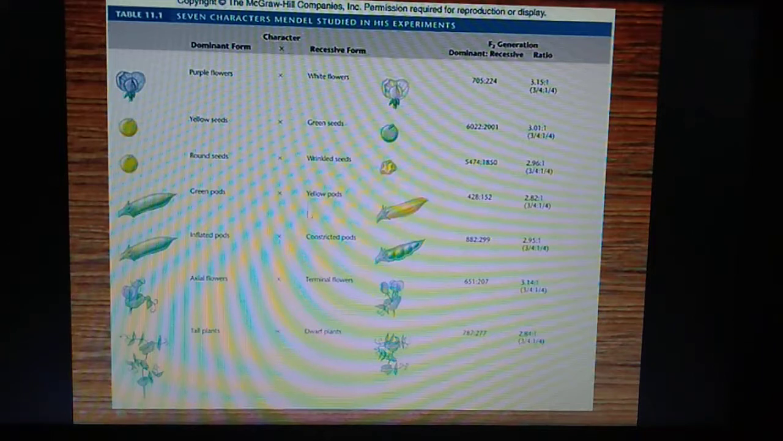He took the tall plant with the dwarf plant for his monohybrid cross, and for the dihybrid cross he selected round seed and wrinkled seed, as well as the seed colors yellow and green. 7 contrasting characters he had taken, and the flowers produced by Pisum sativum are bisexual. Bi means 2, so it has both the male as well as the female sexual structures.